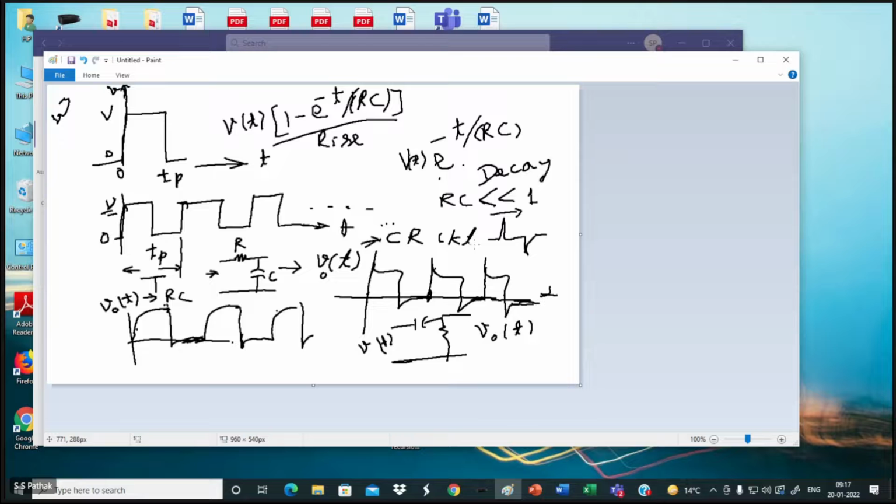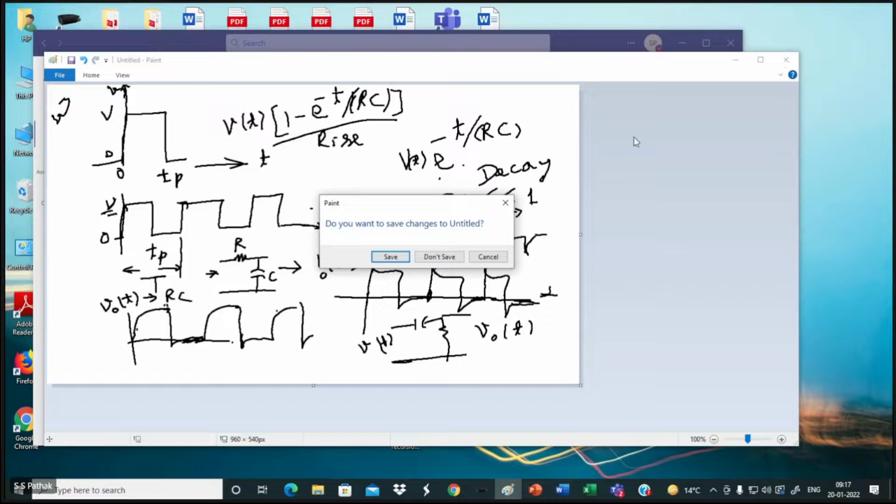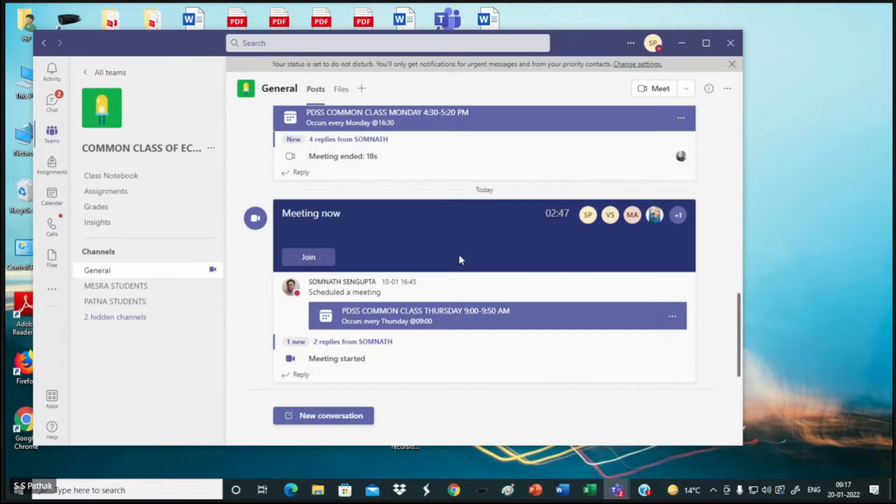Shall I proceed now? So the basic circuit, I think Professor Sengupta has covered, what e to the power minus t by RC, etc. are. This is taught to you in class 12 also, and in first and second year quite in detail. So that small thing I'm not taking.